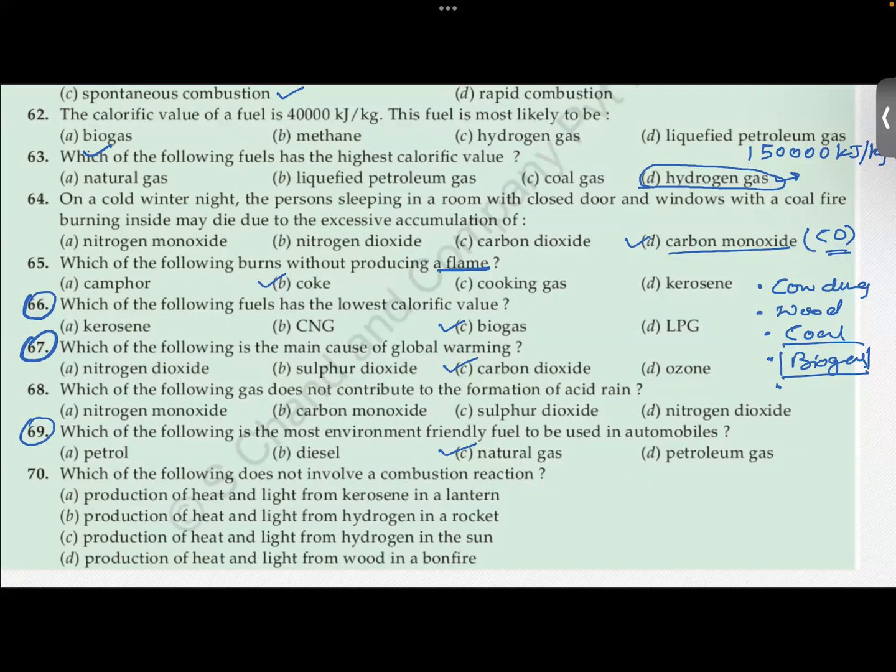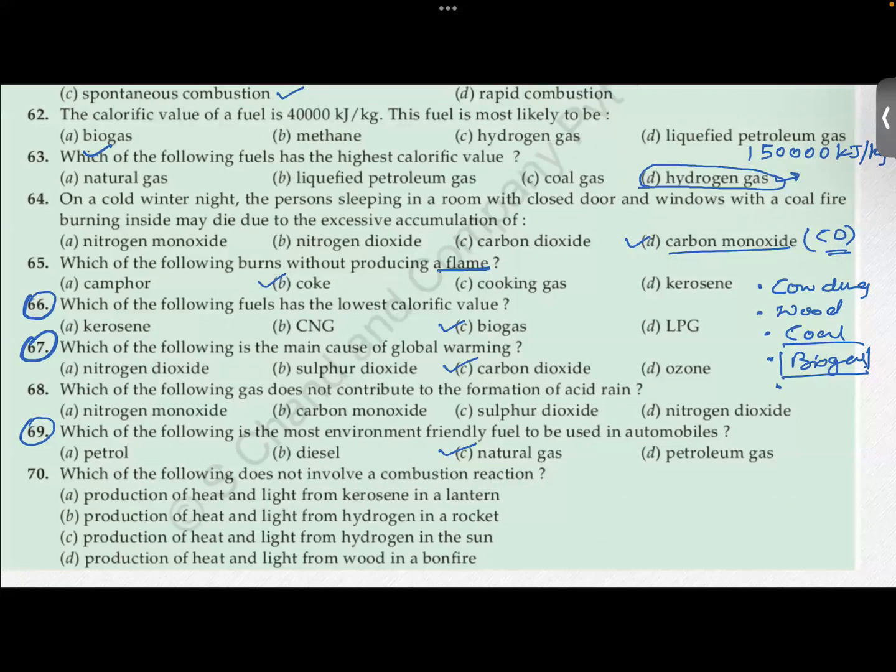Sir, C. Exactly. Yes, Ahmed, do you agree with Arhan? Do you agree with Ahmed's answer? Yes. Yeah, very good. So it is option number C.